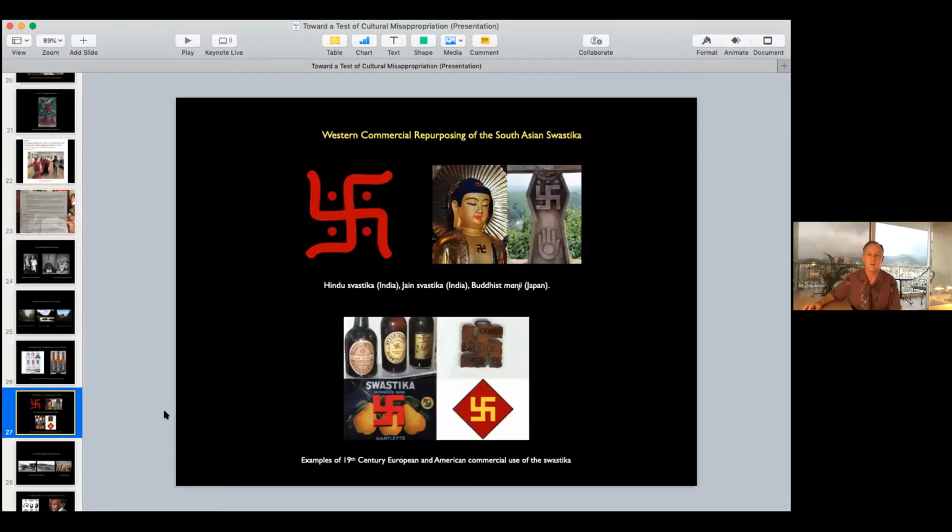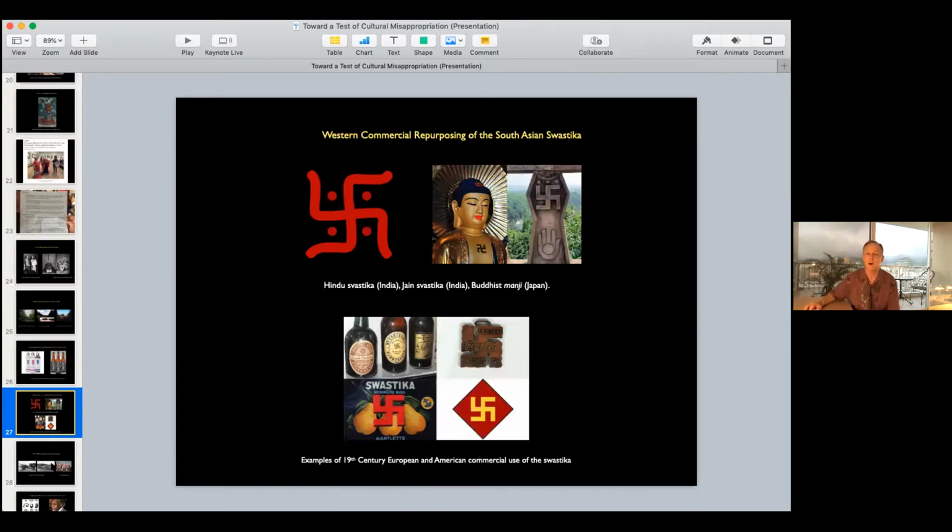But the most egregious example that I know of is the usurping of the East Asian swastika, a symbol of light and good fortune, for commercial uses. Long before the middle of the 20th century, it was being used to sell products, including beer, right?